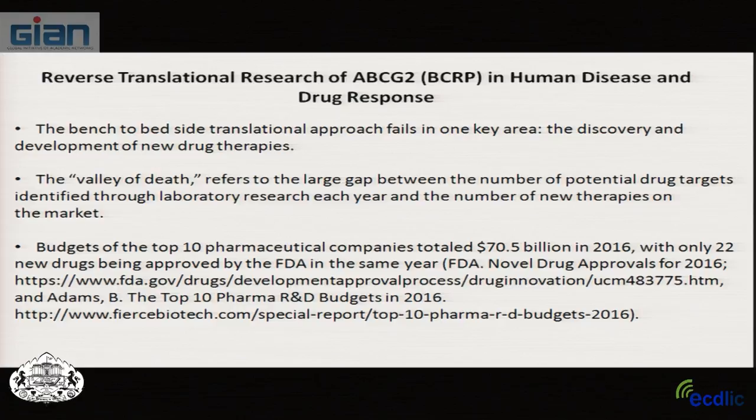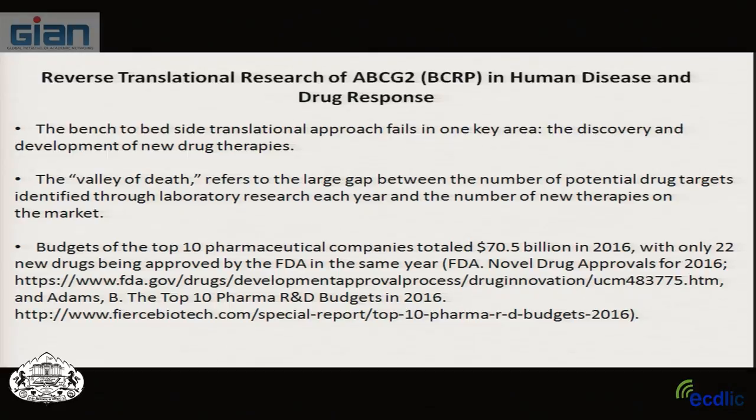So I just mentioned to you earlier this terminology, reverse translational research of ABCG2 in human disease and drug response. So what is reverse translational research? We just looked at the examples where we have the polymorphisms in patient populations. You bring back to the lab, you verify their association by studying the function and say, okay, this is the defect, this is the cause, or it could be one of the causative.